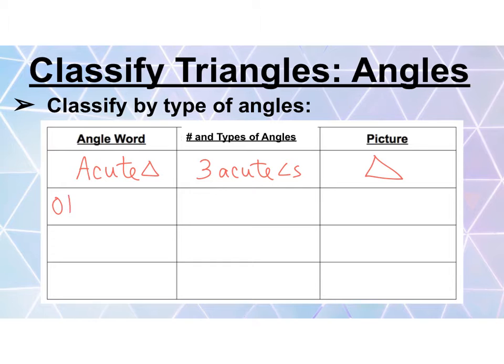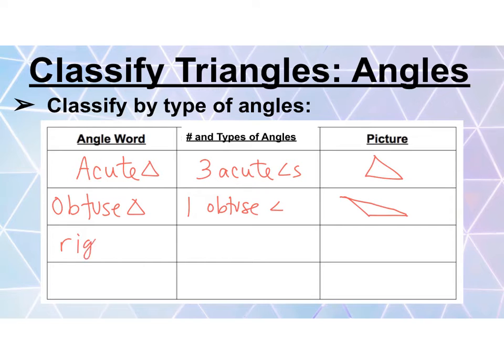We could have an obtuse triangle. So think about that for a minute. If I have an obtuse angle, that means greater than 90. Could I have another obtuse angle? No, you could try to draw it, but it's not going to work. This has to close this way. So you could only have one obtuse angle in any triangle.